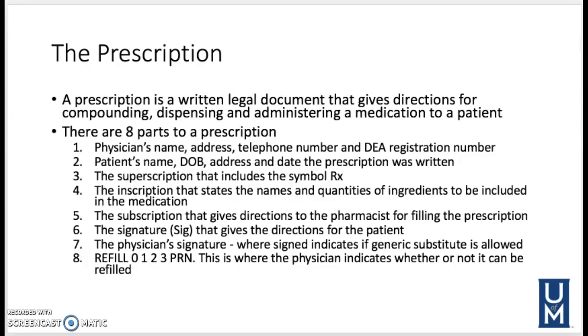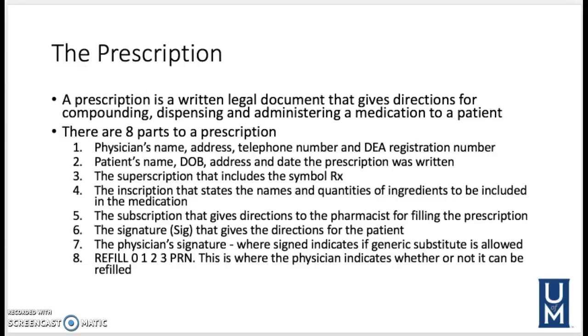So hang with me. We're going to get through all of these, and then we're going to look at a few examples of them. So our first part is going to be usually near the top. It's going to include the physician's information. It's going to have their name, their address, their telephone number, and if it's a controlled substance, they may also have to include their DEA registration number.